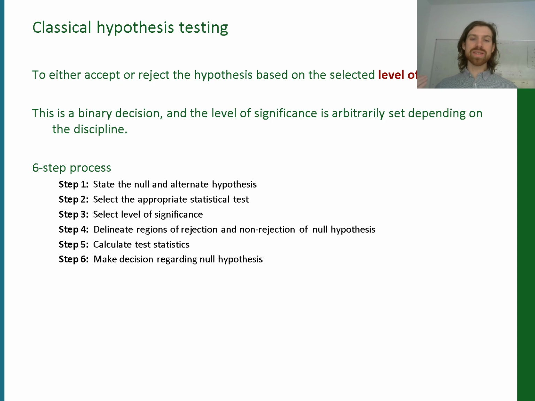Okay, step 3, we need to set the level of significance. Step 4, we then need to delineate the regions of rejection and non-rejection of the null hypothesis within the distribution that we're working with. And when we do that, it should be familiar to you, given what we covered in the previous weeks, how we delineate those types of regions. Then we need to calculate the test statistics.